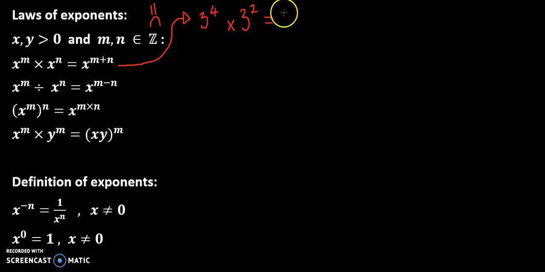Now I'm going to do 3 to the power of 4 in green. So that's 3 times 3 times 3 times 3, 3 multiplied by itself 4 times. And now I'm going to write 3 to the power of 2. So we've got 1, 2, 3, 4, 5, 6 3's being multiplied together. And that's very easy to change to 3 to the power of 6.